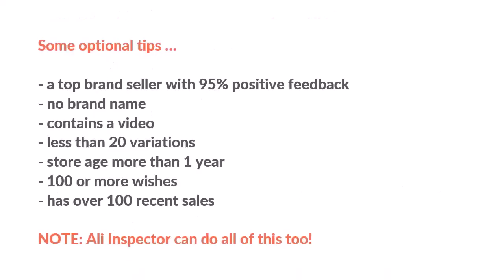And some other optional factors to consider are to try to select a top brand seller with 95% feedback, preferably have no brand name on the product, contains a video that you could use for marketing, has less than 20 variations, has a store age of more than a year, more than 100 wishes, and has at least 100 recent sales. And guess what? AliInspector can do all this too.